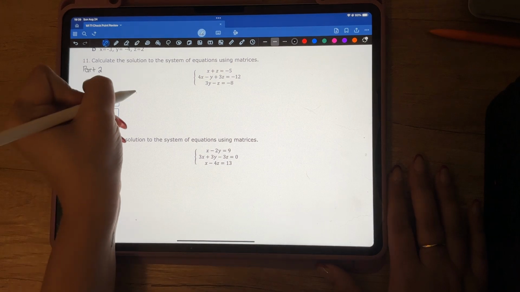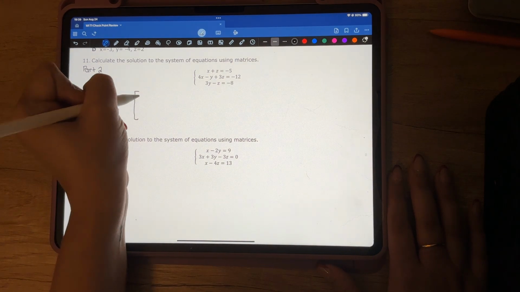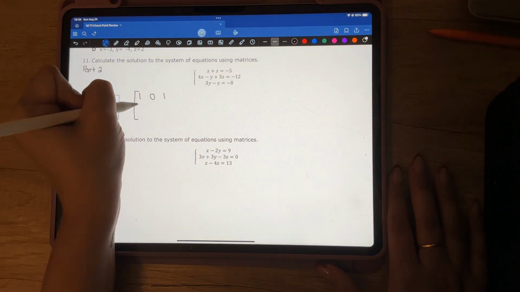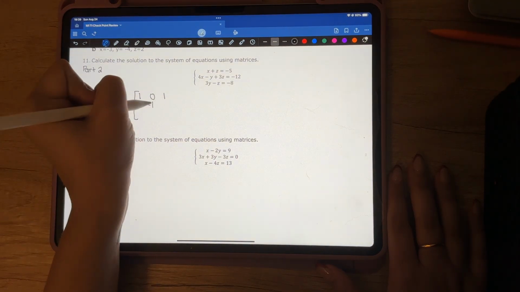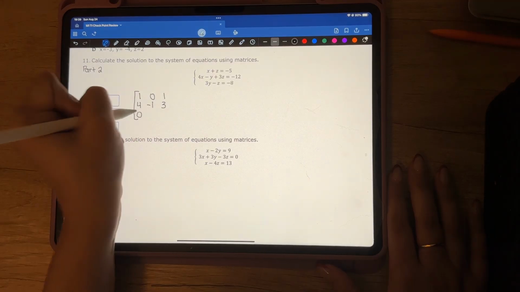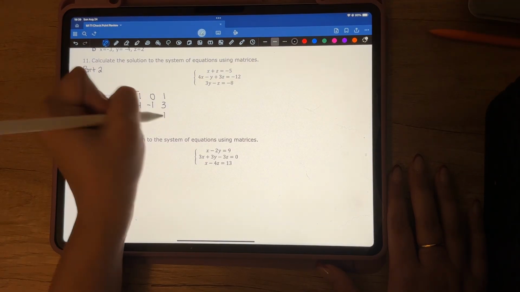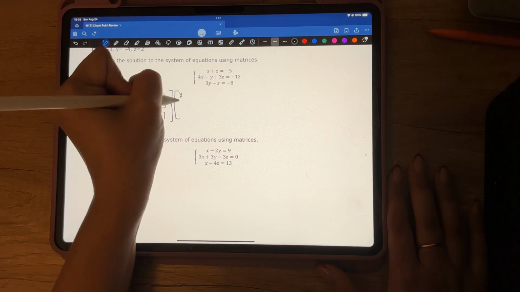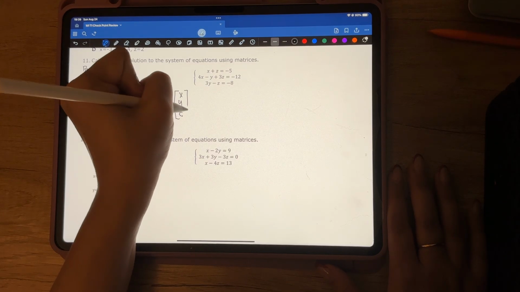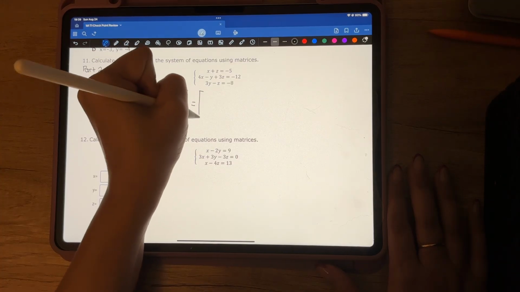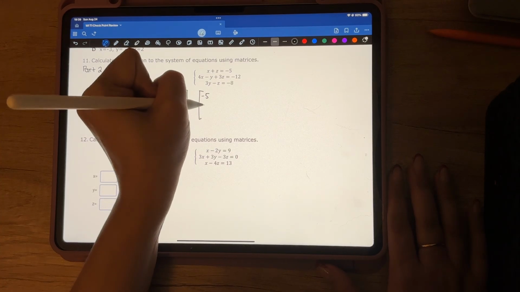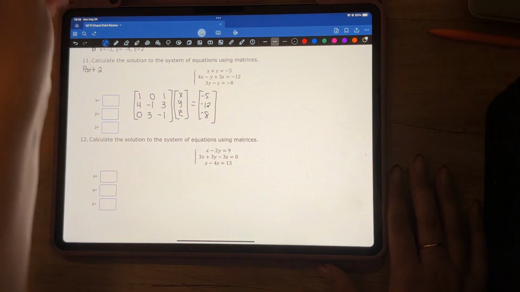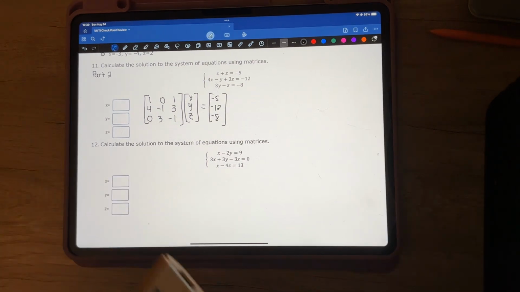So first, let's set up our matrix equation. We have 1 for x, 0 for y, 1 for z. We have 4, -1, 3. We have 0 for x, 3 for y, and a -1 for z. This time we do have 3 variables, so we have x, y, and z. And it's going to be set equal to -5, -12, and -8. So there is our setup.